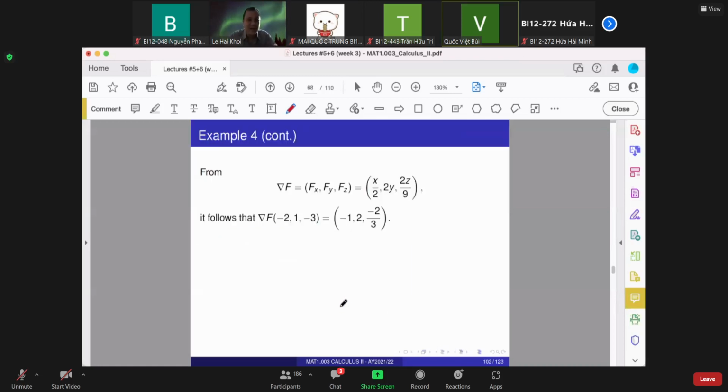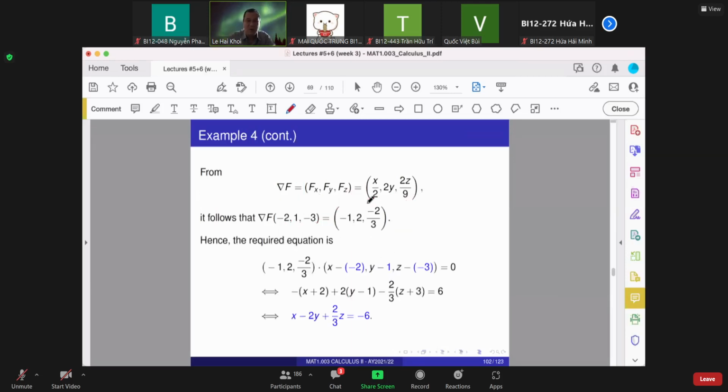So then you find the normal vector, which is the gradient vector, by the partial derivatives fx, fy, fz, which is here, and at the point P, -2, 1, -3, you have this normal vector. So you know the equation, you know the normal vector, and then you get the equation.